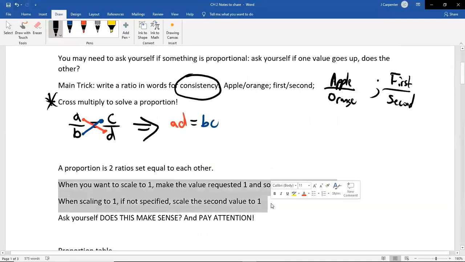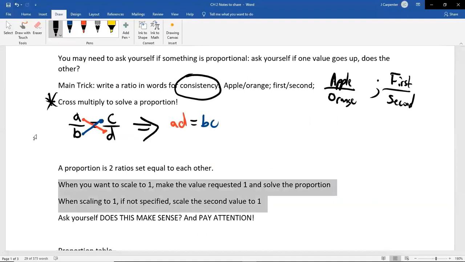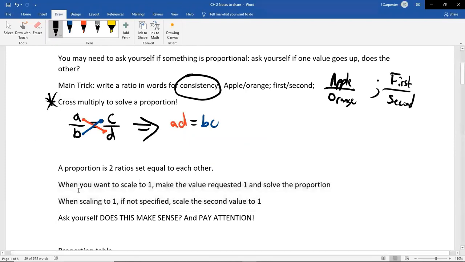A couple of small memos will pop up here and there, especially in the guided worksheets, as you will see as we work together. Very often we'll want to scale something to 1. This can be used in model scaling. This can be used in the idea of just trying to get a simplified or reduced number. This can be used in a lot of ways. And we will, again, be diving into this concept of scaling something to 1. But when you want to scale something to 1, you will make the requested value 1 and then solve the proportion.